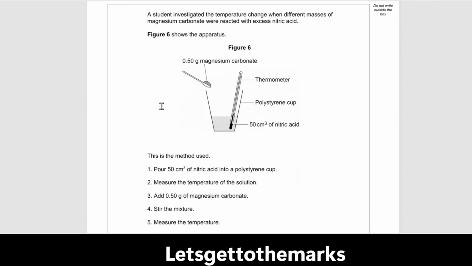Okay, zinging down. A student investigated the temperature change when different masses of magnesium carbonate were reacted with excess nitric acid. Figure 6 shows the apparatus. Here's figure 6. 0.50 grams of magnesium carbonate added with a spatula into this beaker. Actually, it's a polystyrene cup. We've got to think, why are they using a polystyrene cup? And they've got a thermometer, so they're trying to measure the temperature. And we've got 50 centimeters cubed of nitric acid. So we're doing a neutralization reaction, magnesium carbonate and acid.